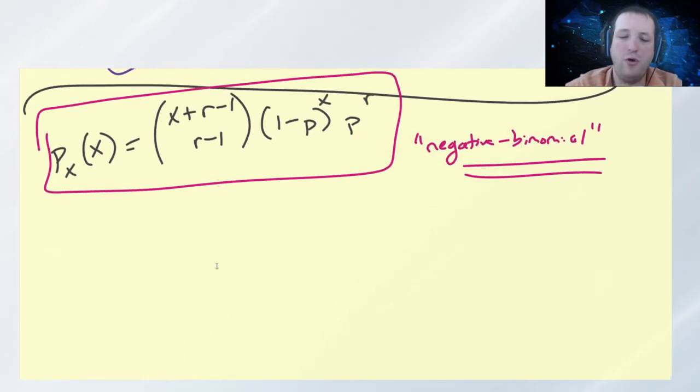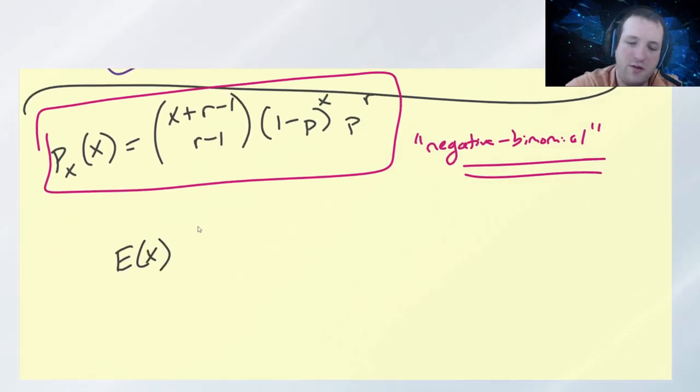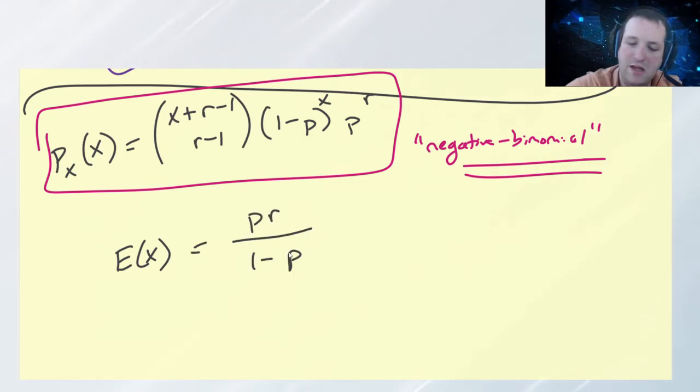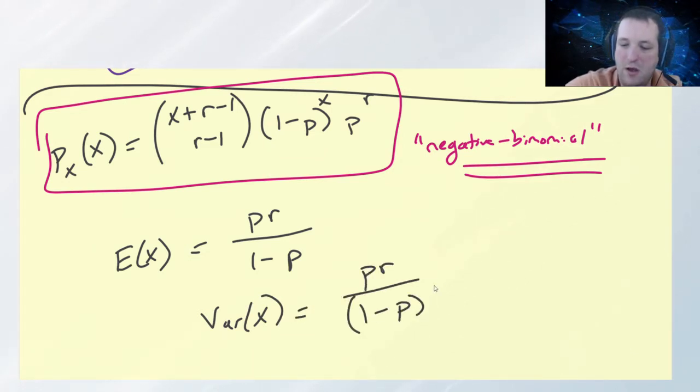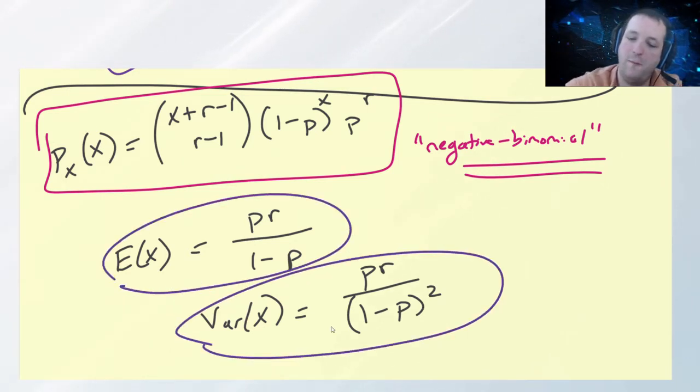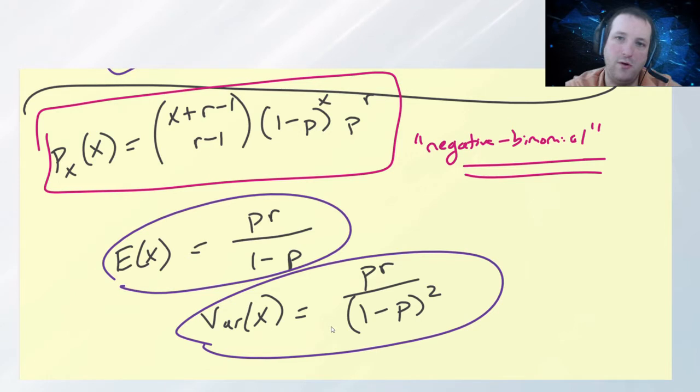Okay, so as usual, it gets an expected value formula. The expected value is going to be equal to p times r over 1 minus p, and the variance of this random variable is going to be equal to p times r over 1 minus p, the quantity squared. Those are the two formulas you can generate from the MGF for a negative binomial random variable, which I'm not going to go into. But these are some of the basic principles you need to understand before we get into an example.